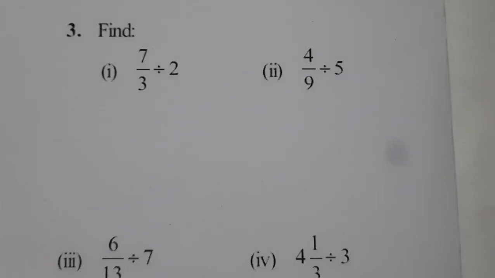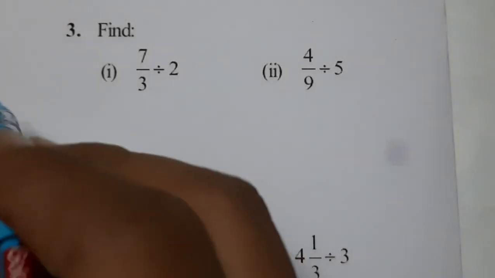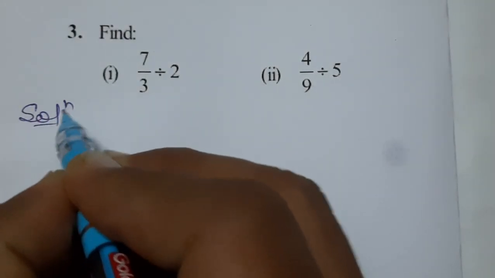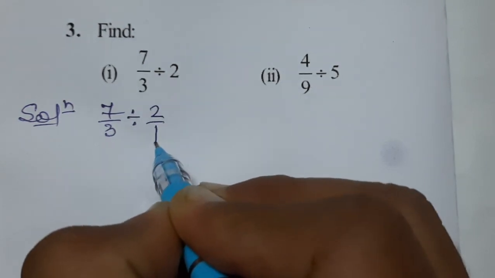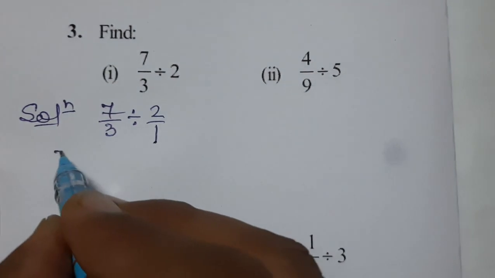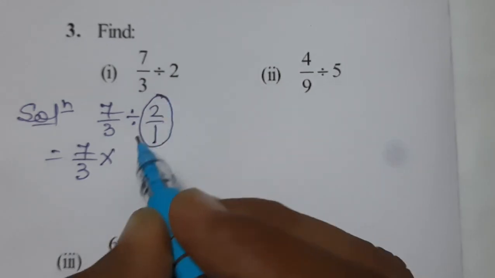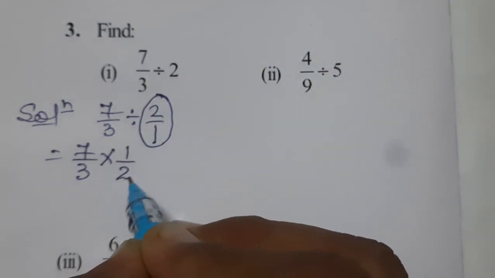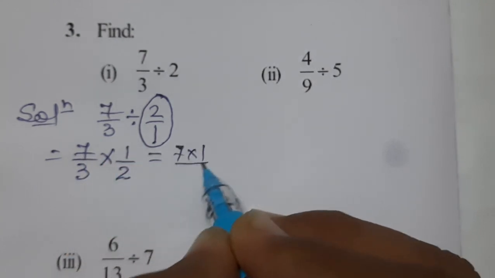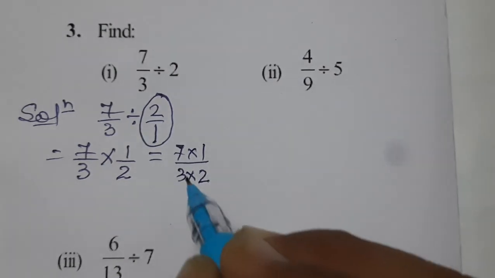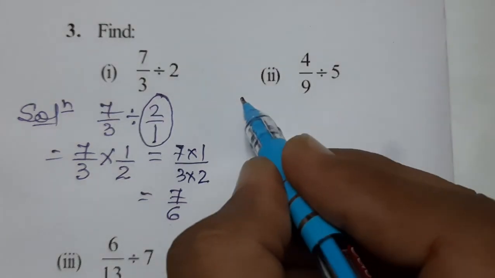Now question number 3, proceed to question number 3. Again division of fraction by whole number. So let's start. 7 by 3 divided by 2 by 1. We will put denominator as 1. Now 7 by 3, divide is changed to multiplication. Take reciprocal always right hand side. 2 by 1 reciprocal, 1 by 2. So 7 ones are 7, multiply numerator with numerator and denominator with denominator. So what result will we get, children? 7 by 6.